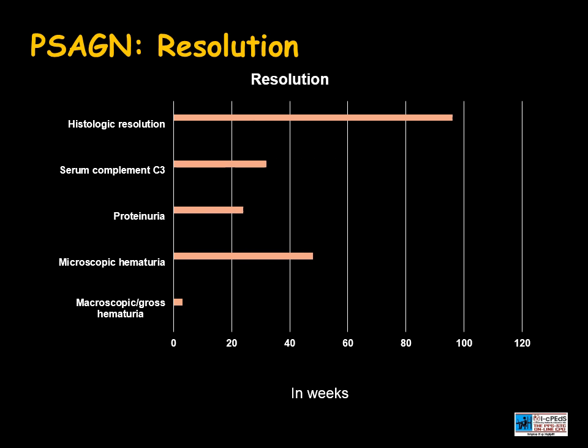Macroscopic or gross hematuria will usually last for 2 to 3 weeks. Microscopic hematuria, on the other hand, may last for as long as 6 to 12 months. Proteinuria will usually normalize within 3 to 6 months, and as mentioned, serum C3 level will normalize within 6 to 8 weeks. Histologic resolution, if renal biopsies are done, would be within 1 to 2 years.